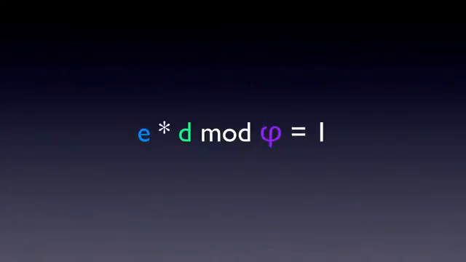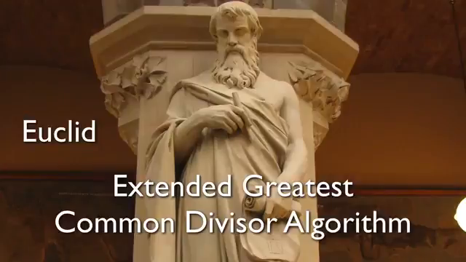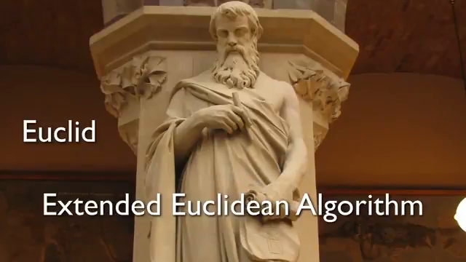Now to do this, we're going to use an ancient algorithm created by the mathematician Euclid, another one of the luminaries of mathematics. This particular algorithm, which he designed well over 2,000 years ago, is called the extended greatest common divisor algorithm, or the extended Euclidean algorithm. And I'll explain how this works.